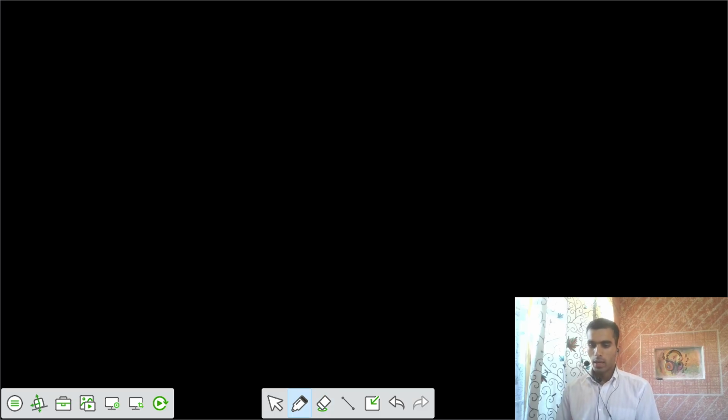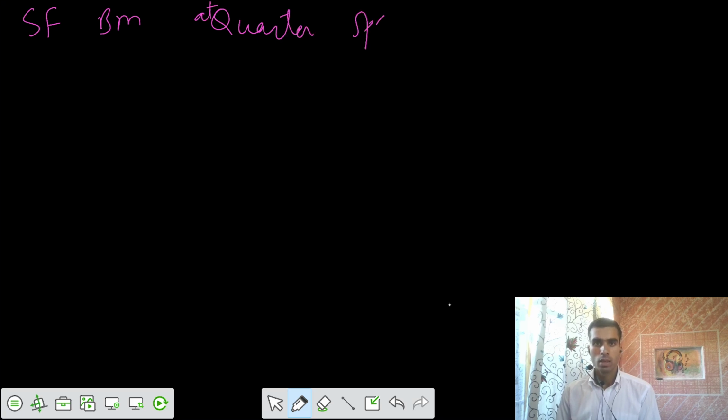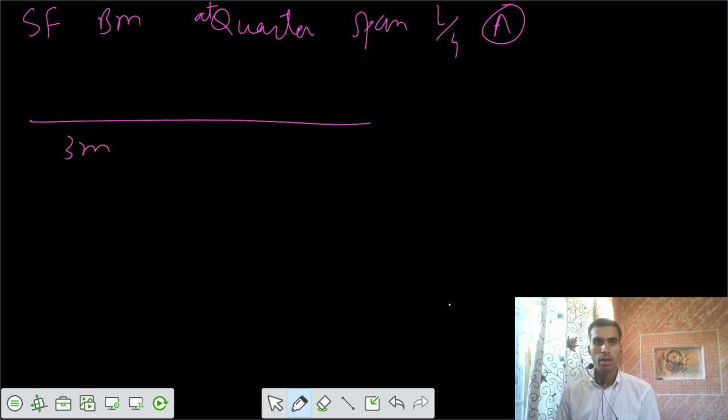So it's saying that you need to get the maximum shear force and bending moment at quarter span. That's at L by 4 from support A. If the total length is 3 plus 9, that's 12. That means 3 meter, 9 meter. This is your C point, quarter span.